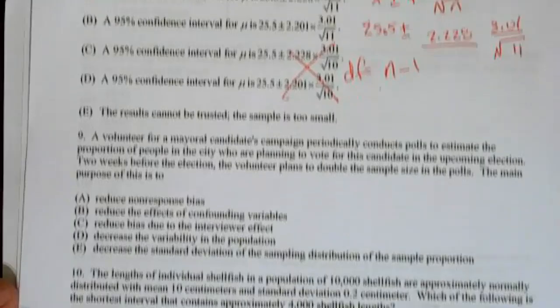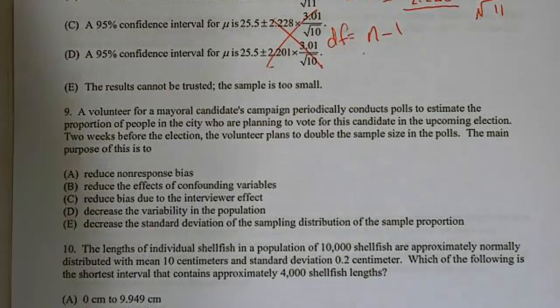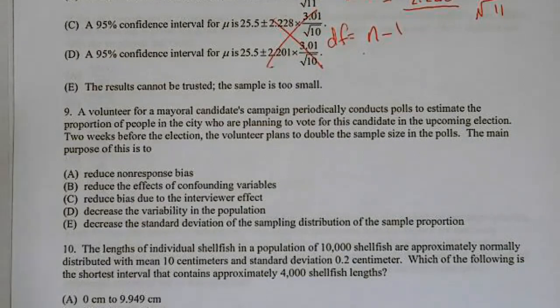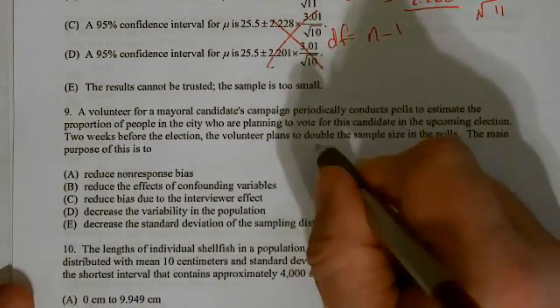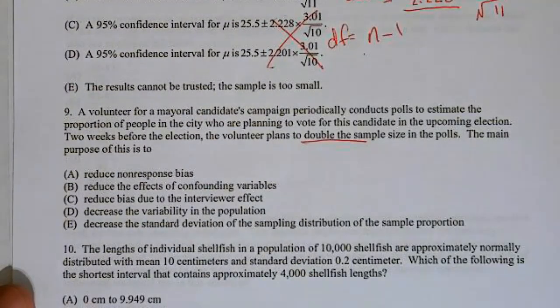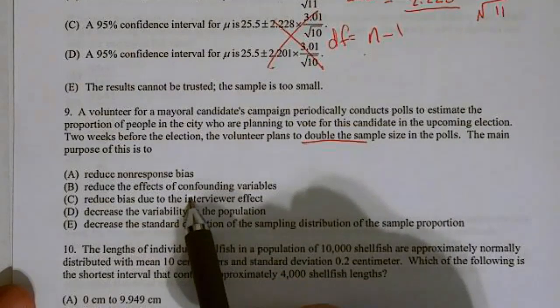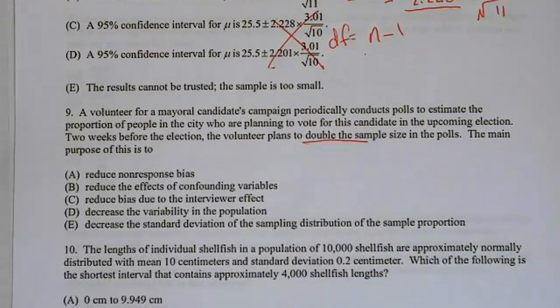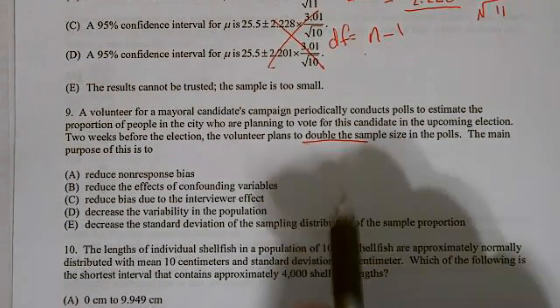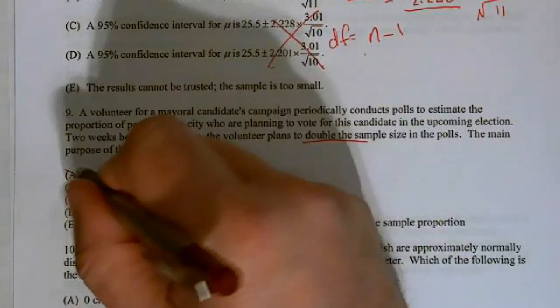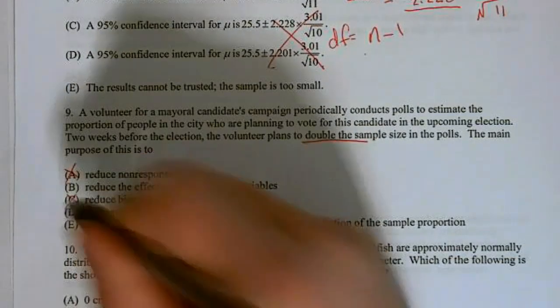Number 9. A volunteer for a mayoral candidate's campaign periodically conducts polls to estimate the proportion of people in the city who are planning to vote for this candidate in the upcoming election. Two weeks before the election, the volunteer plans to double the sample size. The purpose of this is, all right, bias can only be removed from a study by having a well-designed study. And changing the sample size will not impact bias. All right, so that gets rid of A and C.